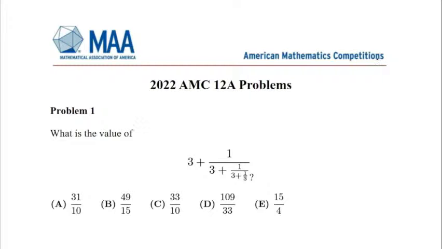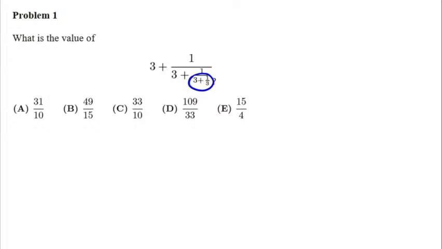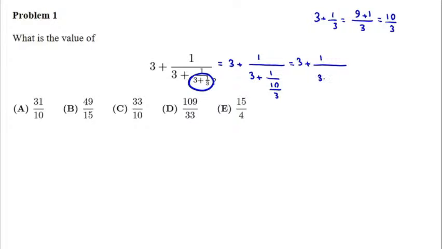Okay, let's start. Problem number 1. Let's calculate 3 plus 1 over 3. If you use a common denominator, 3 times 3 is 9, plus 1, 10. 10 over 3. So it will be 3 plus 1 over 3 plus 1 over 10 over 3. And it will be 3 plus 1 over 3 plus, we should consider the reciprocal of this, 3 over 10, because 10 over 3 is in the denominator.